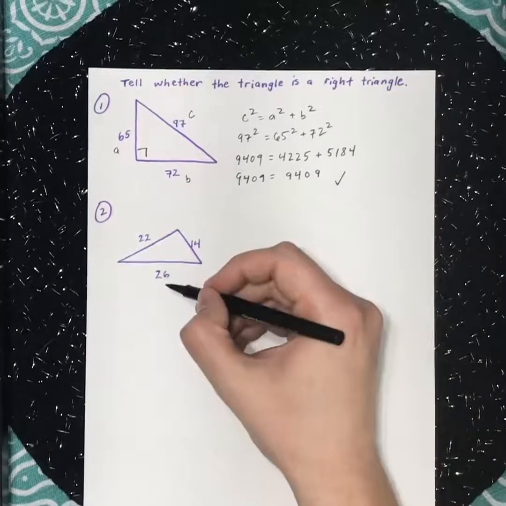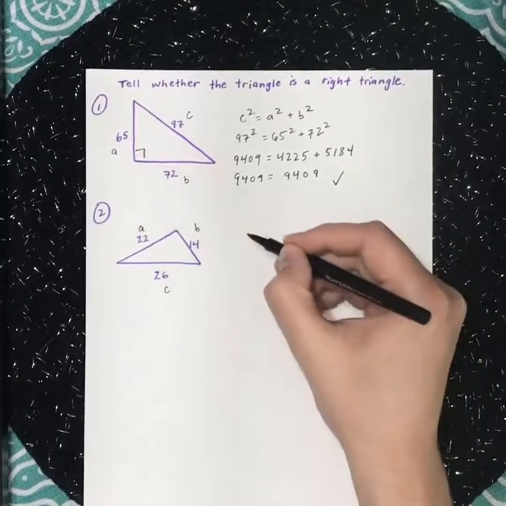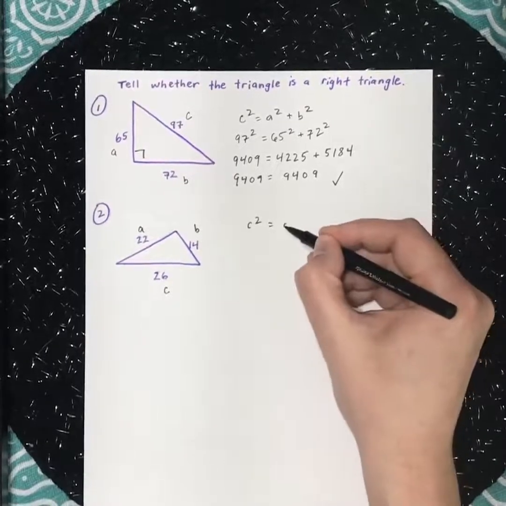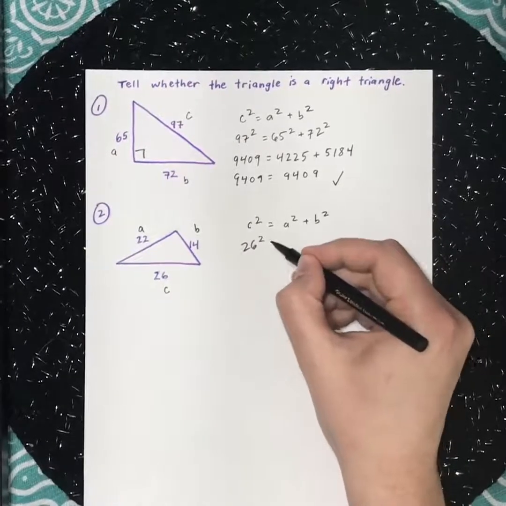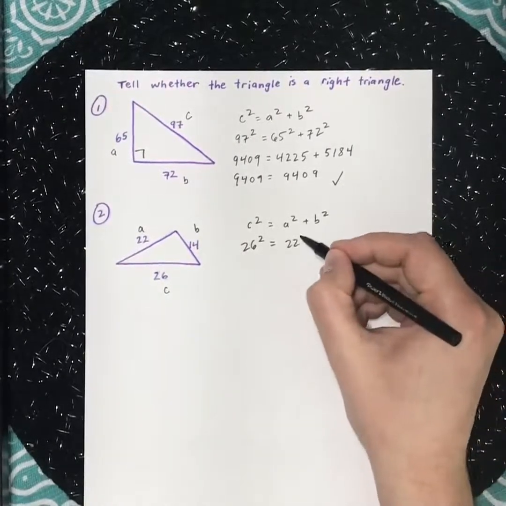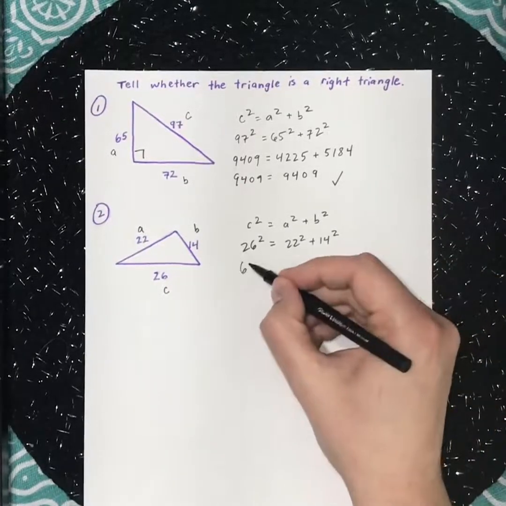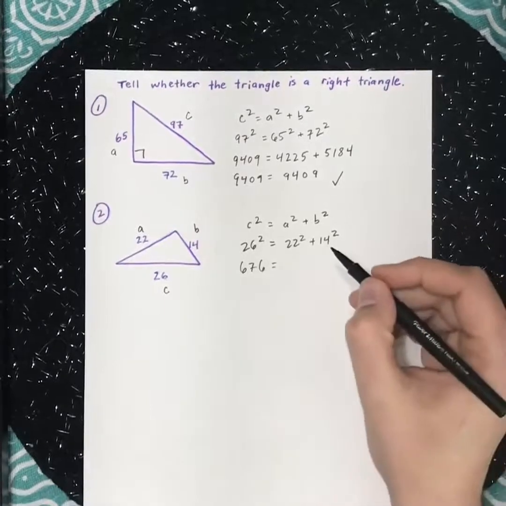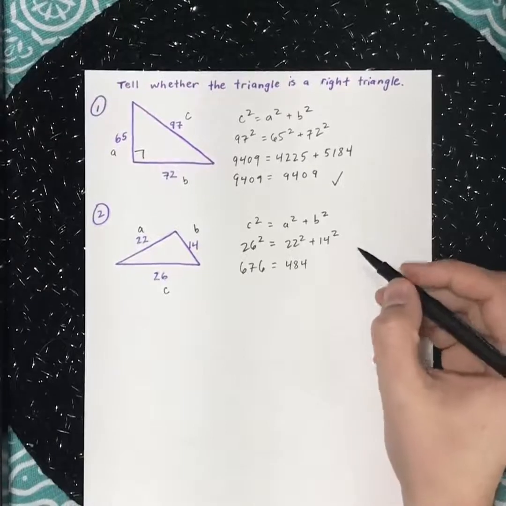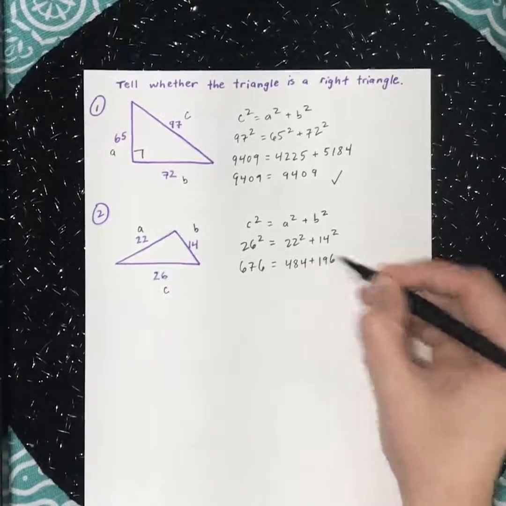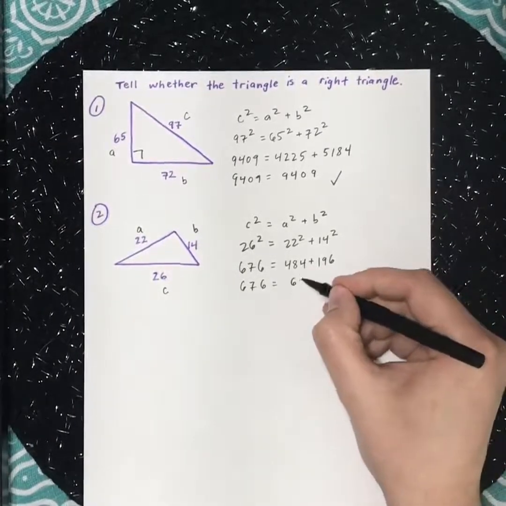So I'm going to do the same thing. The longest side becomes my hypotenuse, and I have the other a and b sides. So c squared equals a squared plus b squared. I'm going to plug in my values. So that's 26 squared equals 22 squared plus 14 squared. 26 squared is 676 equals, well, 22 squared is 484, and 14 squared is 196. And I add those two values together, and I find that this is 680.